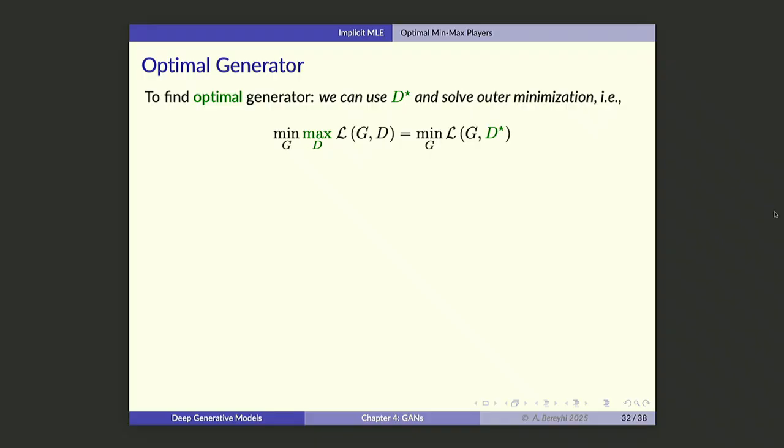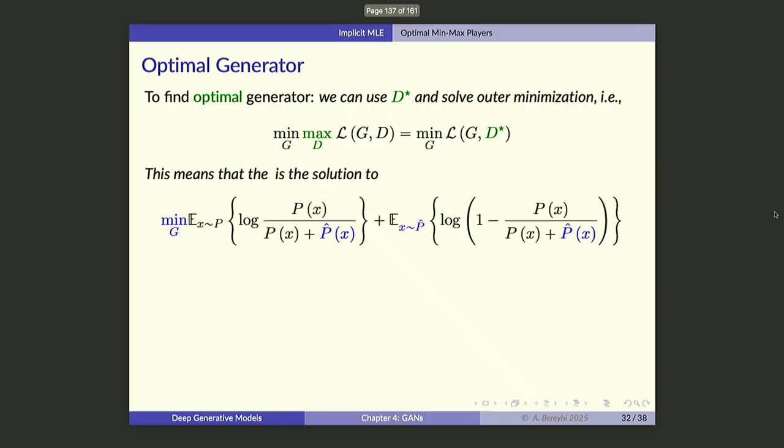But let me just write down first this L, the likelihood of G and D star. If you write down that guy, so instead of D star, I'm going to put P over P plus P hat, right? So the first term is going to be log of D, now it's D star here. The second term is 1 minus log of D, which is now D star, right? Now, the second term, can I simplify it?